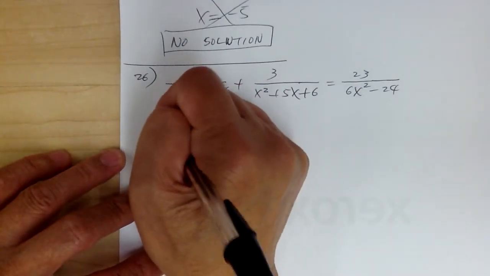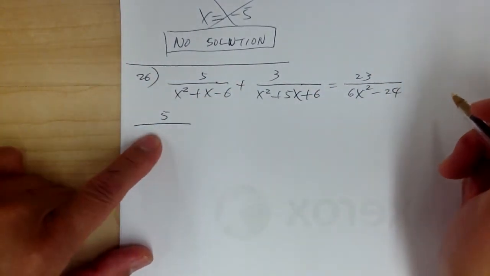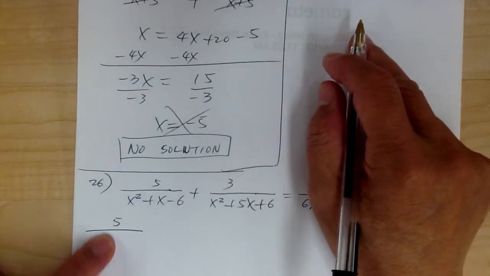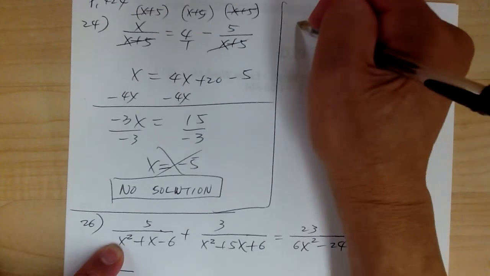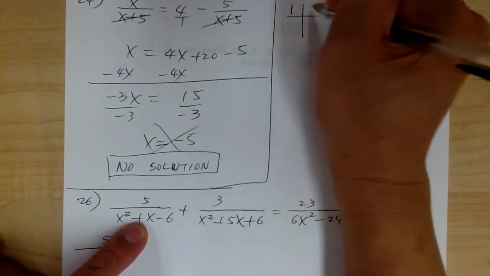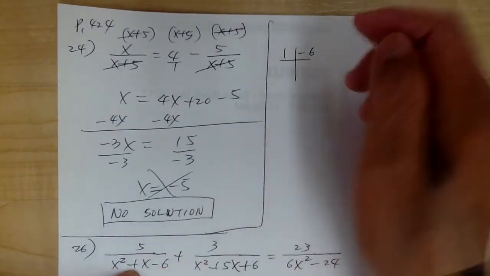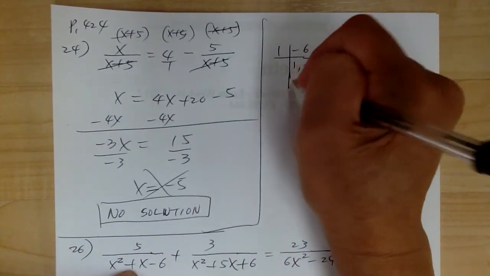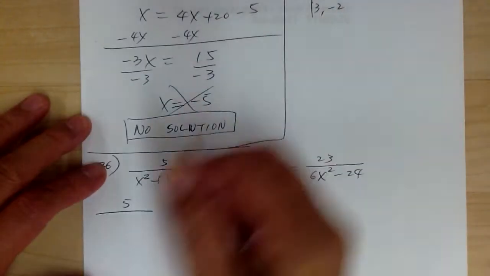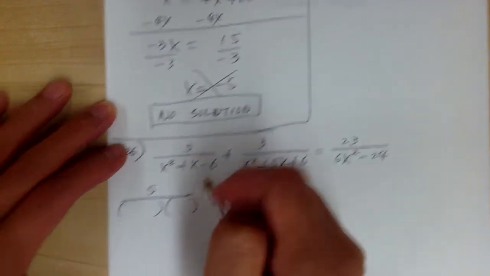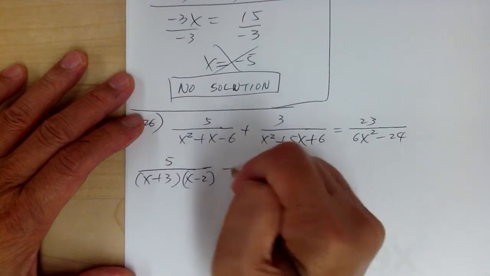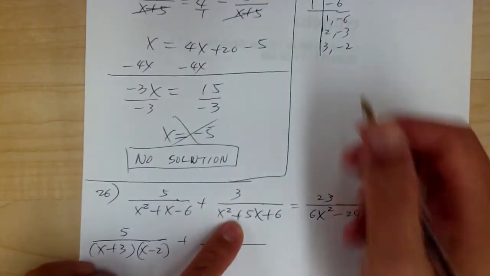Okay, so you're going to get 5 over something. So let's go up to the side to get your factoring. Okay, so this one, your master product is going to be 1 and negative 6, right? So you're going to get 1 comma negative 6, 2 comma negative 3, 3 comma negative 2. So that's the one. So you're going to get 2 sets of parentheses, x and x, so it's going to be plus 3 minus 2.